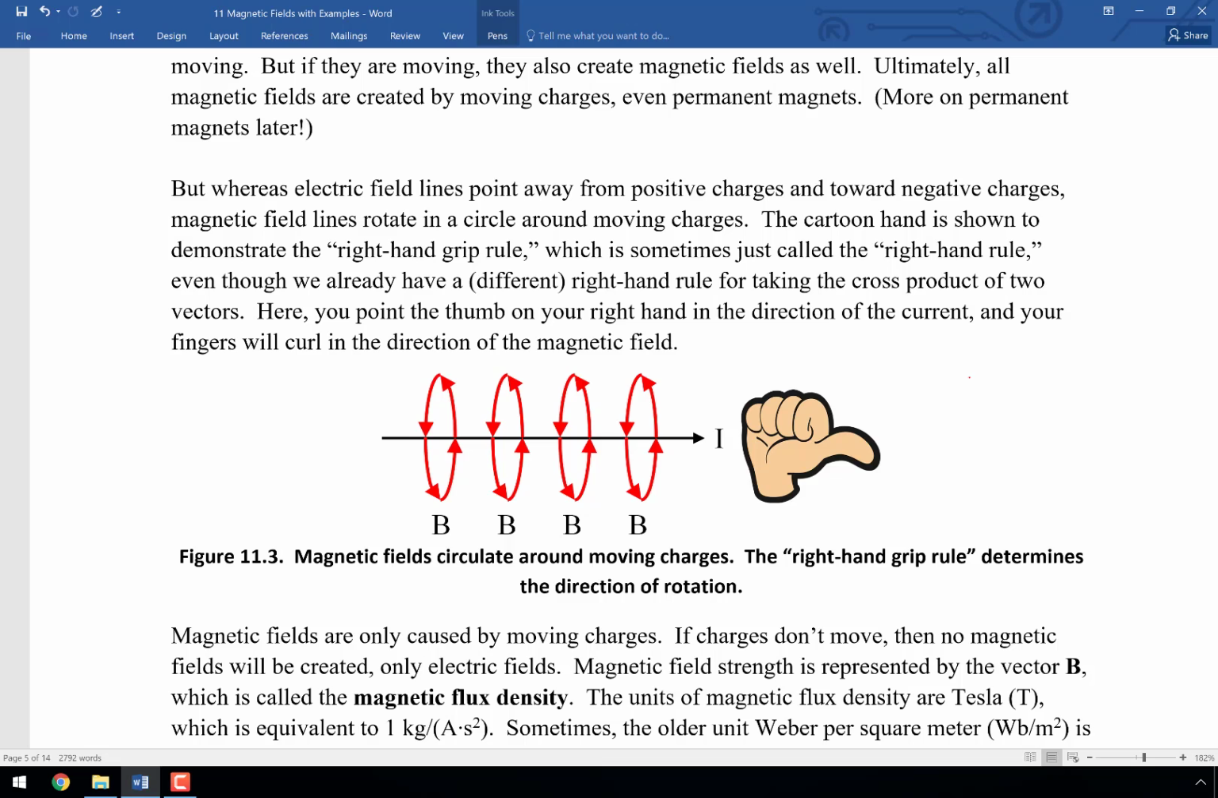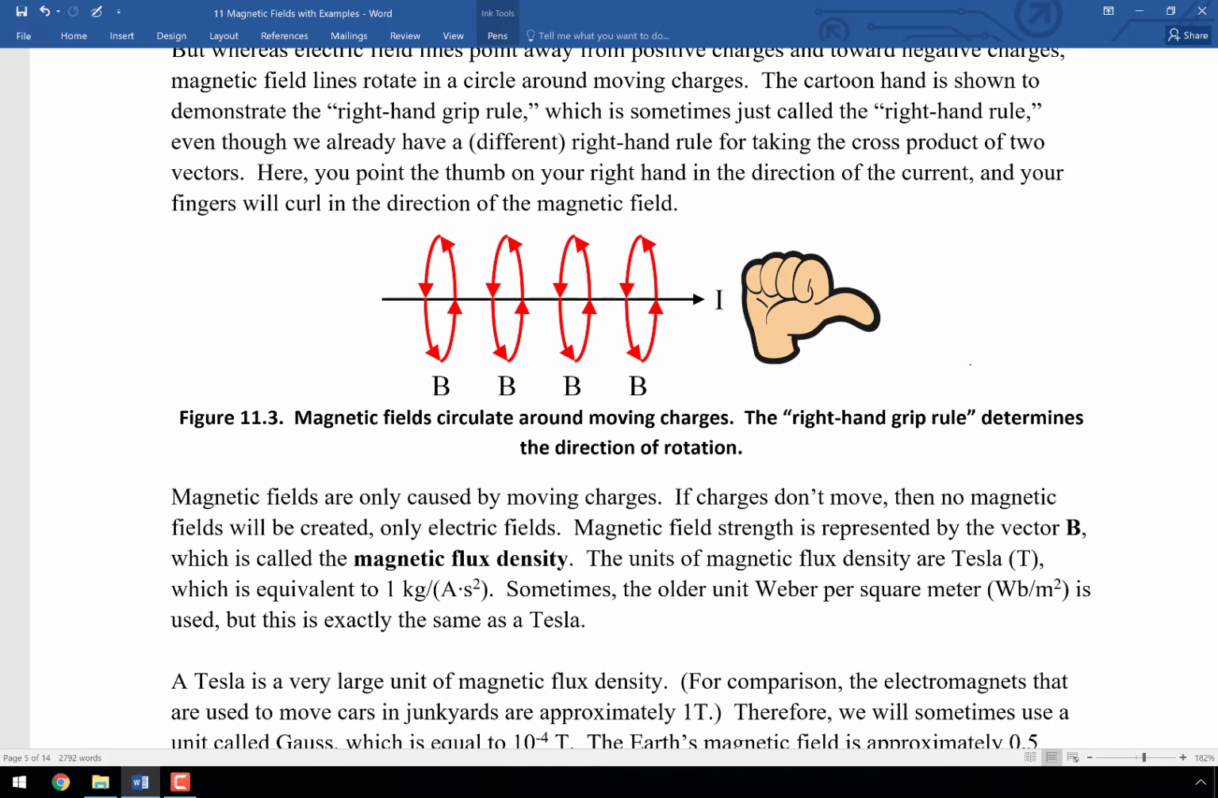Now this little thumb here over to the right is showing that if you put your thumb in the direction of the current, then your other four fingers will wrap in the direction that the magnetic flux density will flow. So in this picture, it means that behind the current, it's going up. At the top, it's coming toward you. In front of the current, it's going down, and at the bottom, it's going into the page. That's hard to represent in a two-dimensional picture. But just put your thumb in the direction of the current, and then your fingers will wrap in the direction that the magnetic flux density is going to flow.